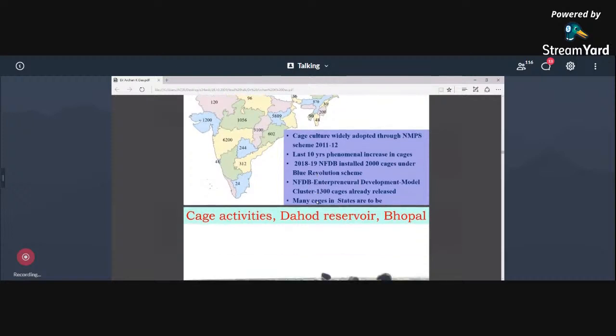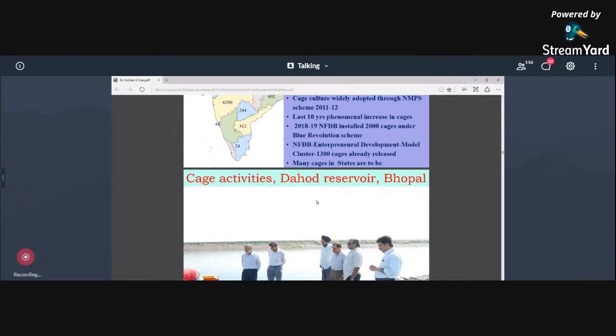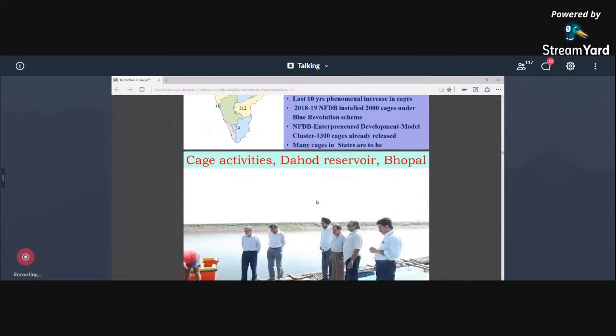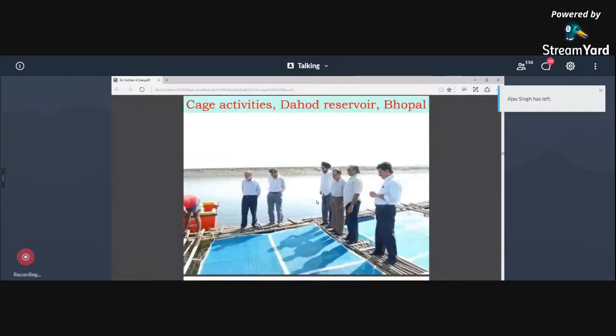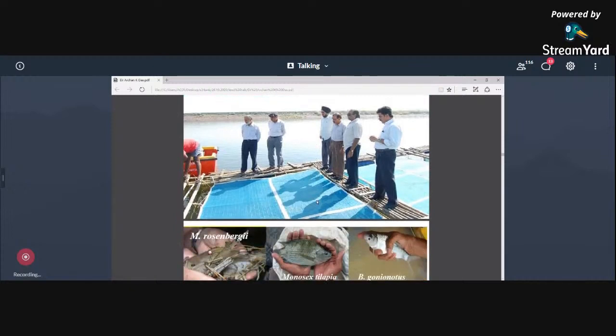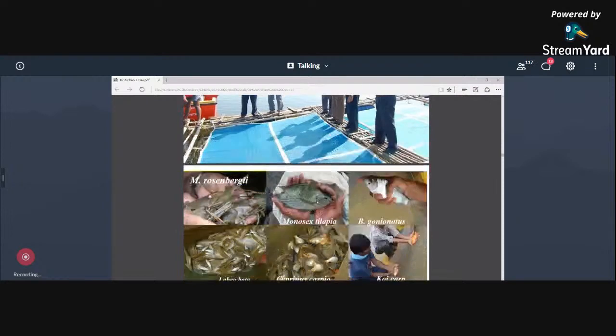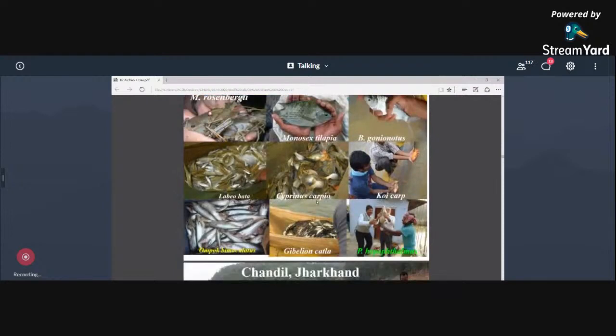Pradhan Mantri Matsya Sampada Yojana has also added another 20,000 cages to be put forth. Then it would be around 40,000 cages. Next slide, please. Kindly move my slides very fast because there are a number of slides. These are the cage activities that our former DG Dr. S. Ayyappan also viewed on these technologies under FIDO projects.